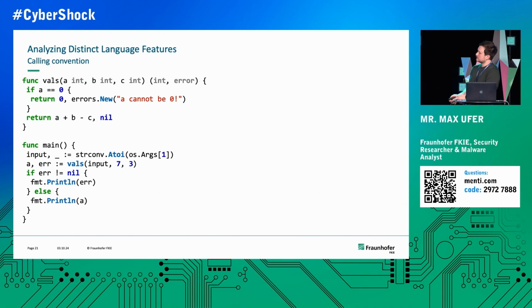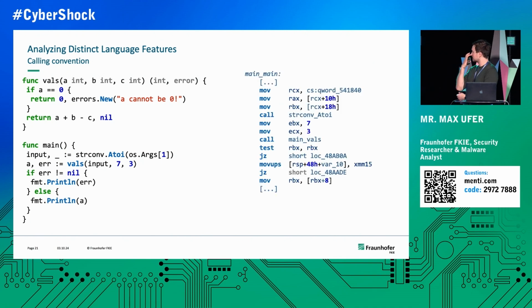And what you can see there at the bottom, especially when the vals function is being called, the usual pattern is you have two return values for a function. One is the actual return value, and the second one is an error. And then after you call a function, you check if the error is nil. If it is not nil, you have to handle the error. And if it is nil, you can proceed and use the return value. Let's see how this reflects in assembly.